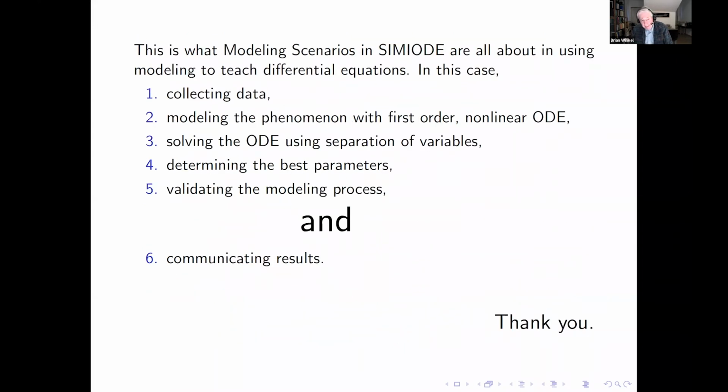We've collected the data. We've modeled the phenomena with a first order nonlinear ordinary differential equation. By the way, you may introduce those terms for the first time in this setting if you haven't done what a traditional DE book does, namely classify them all before you even get to them. We've solved the differential equation using a technique we're going to use repeatedly in this class called separation of variables. We've determined the best parameter by minimizing the sum of the square errors, so-called least square errors.